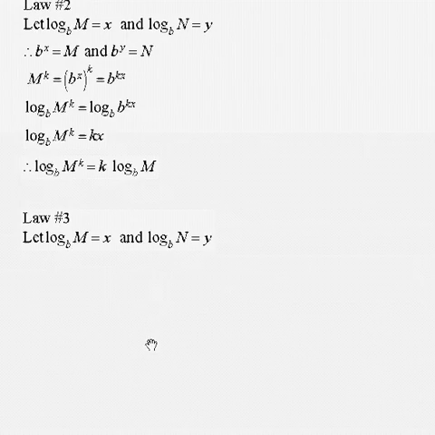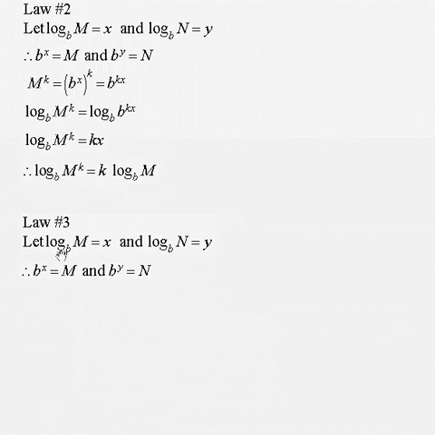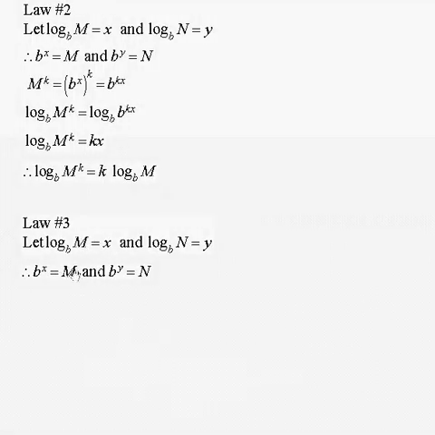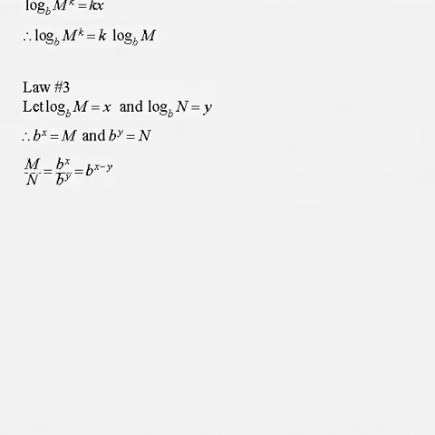Alright, 2 proofs down, 1 to go. We're going to start out the same way. Let the log of m base b equal x. Let the log of n base b equal y. In that case, we can rewrite those as b to the x power equals m, b to the y power equals n. From there, what if we divided m by n?